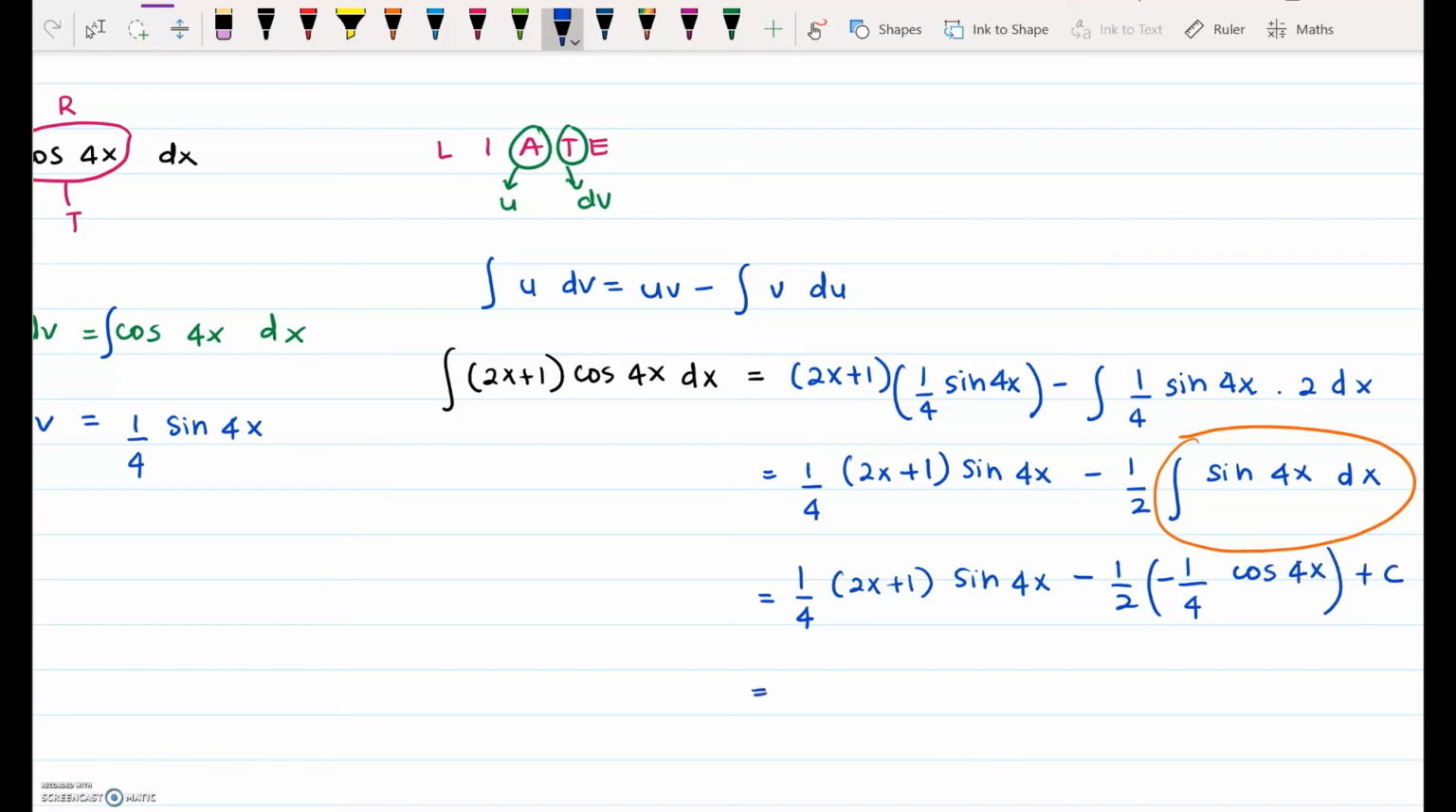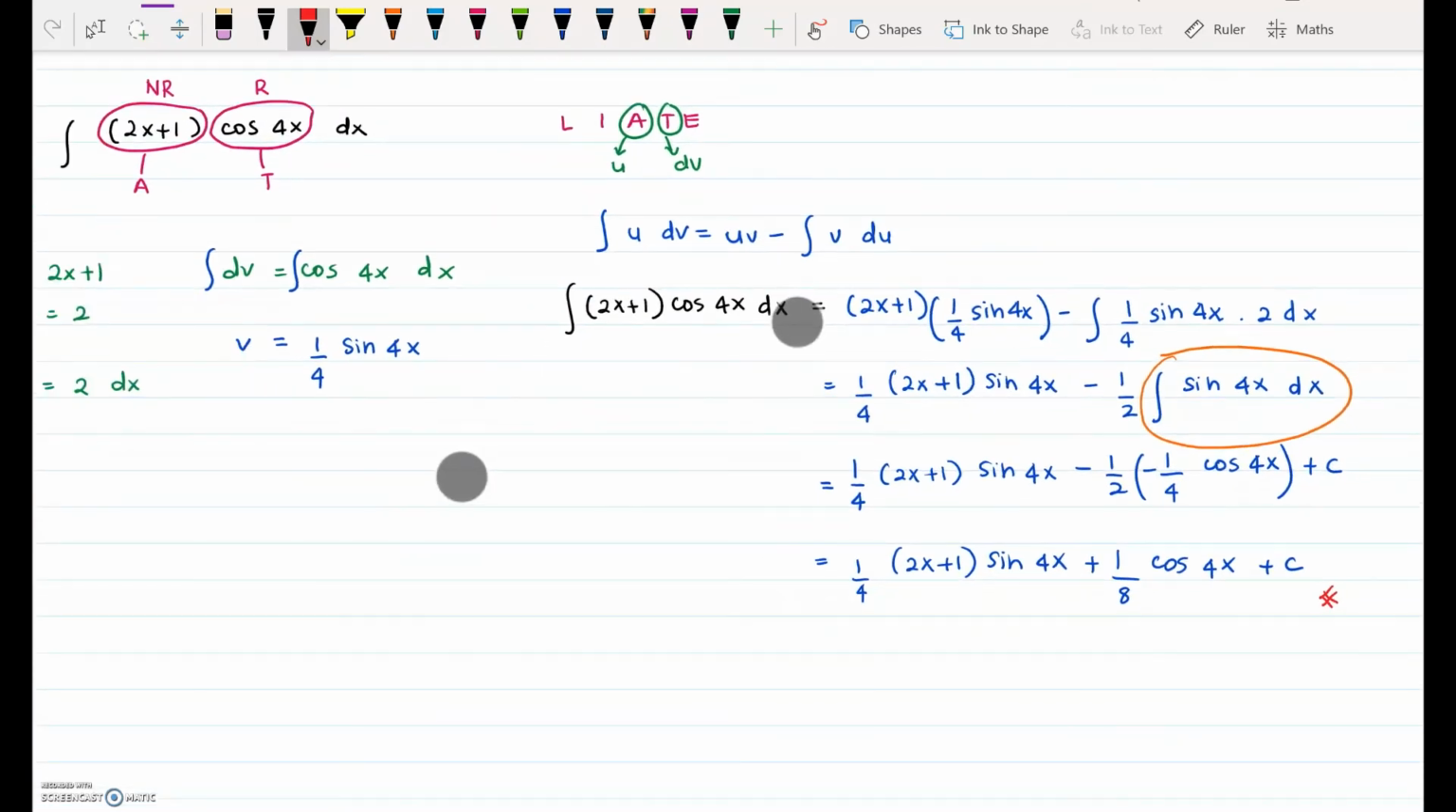Lastly, the final answer is 1 over 4 times 2x plus 1 sine 4x plus 1 over 8 cos 4x plus c. Okay class, so this is your final answer for C.